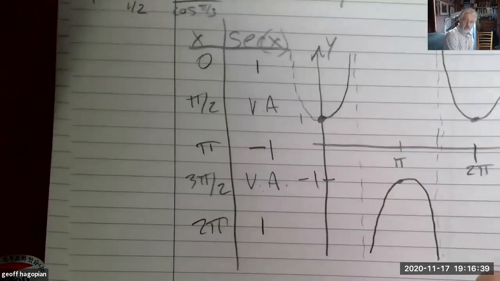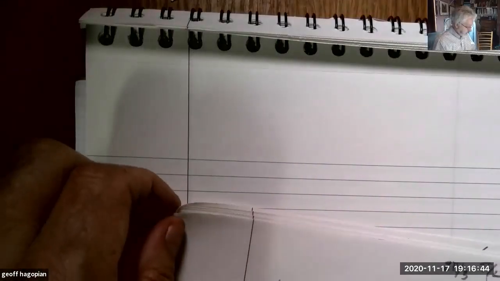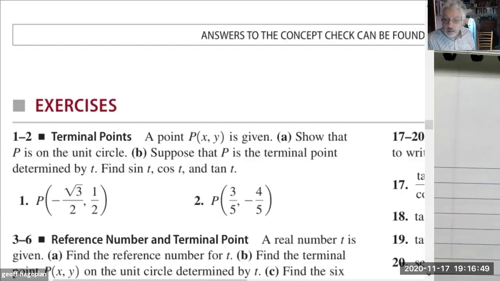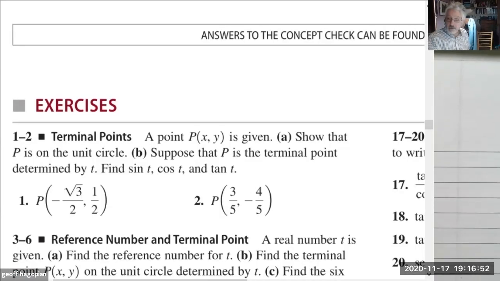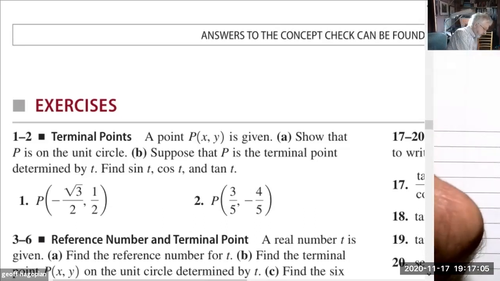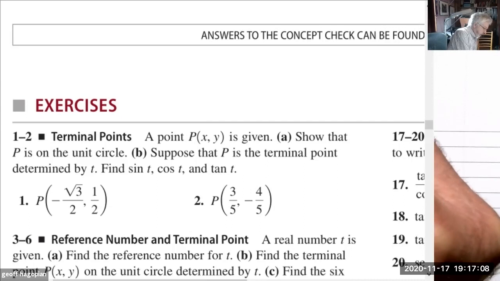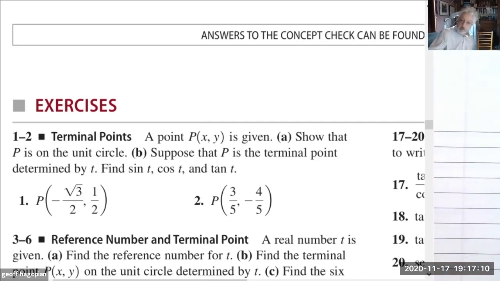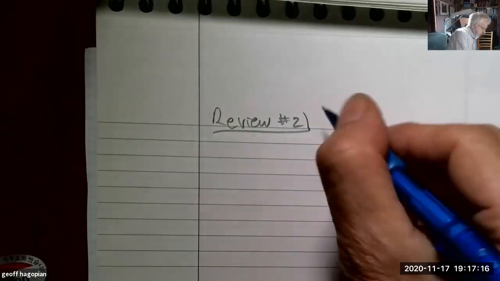What else we got? So there's the graphs of secant, and I think that takes us back to the book. Okay, so let's go to the book and see about some exercises there. How about number 2? It says, show that P is on the unit circle. That means it satisfies the equation of the unit circle, right? So this is the review. Number 2, let me go and get that here.